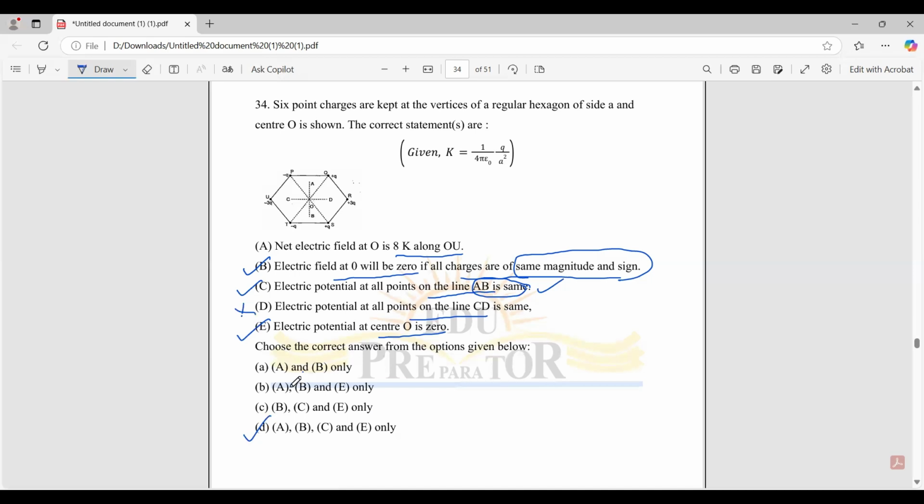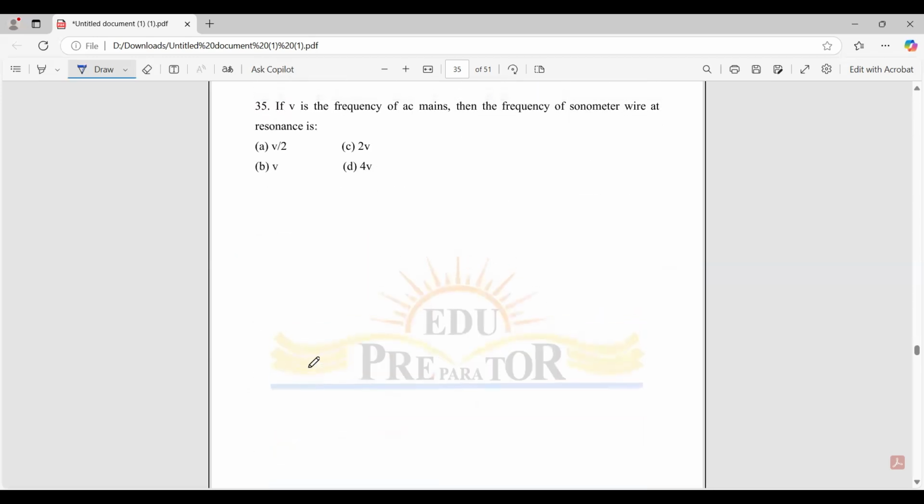Remember that the teacher wants a smart answer. That is why MCQs must be solved in a proper way, right? So let's move to question number 35. Now this is the question which is associated with the practical part, right?